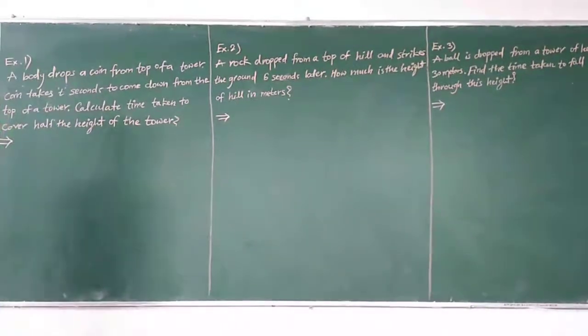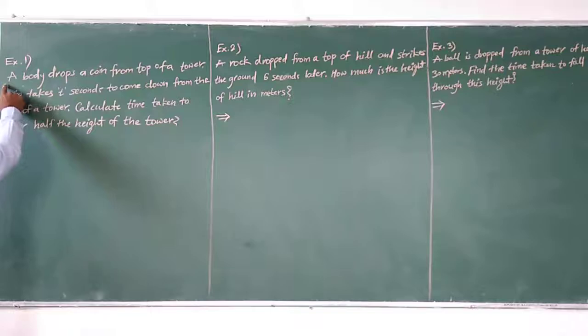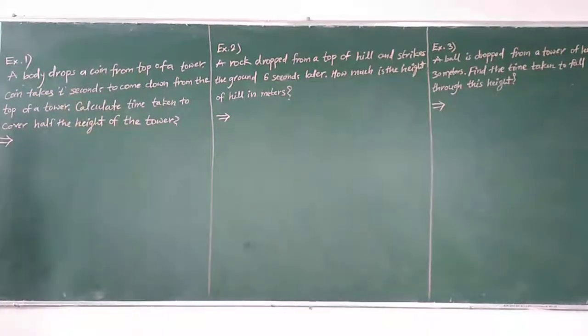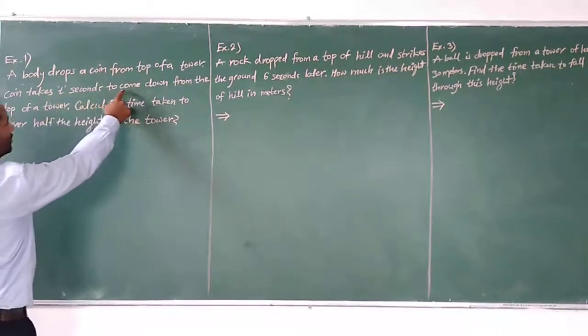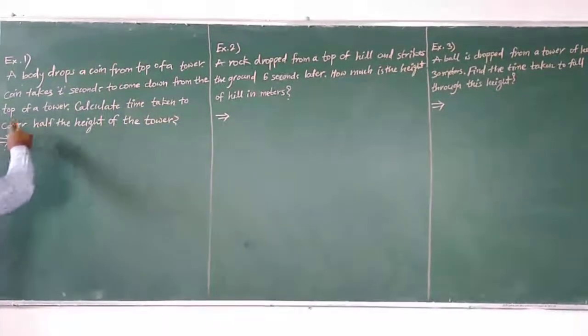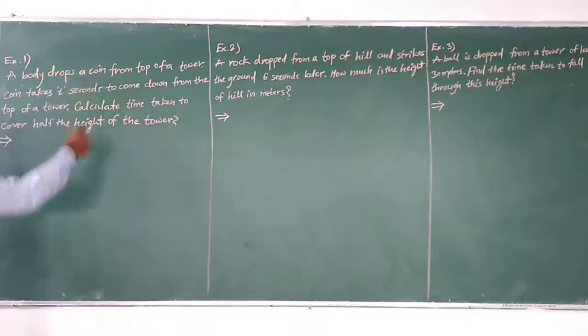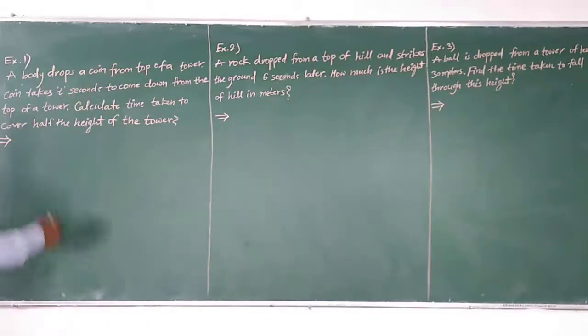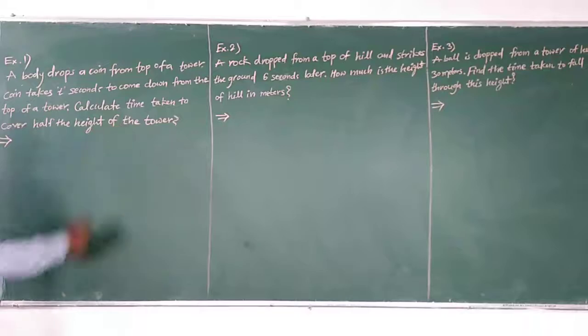So first example is a body drops a coin from top of a tower. Coin takes t seconds to come down from the top. Then calculate time taken to cover half the height of the tower.